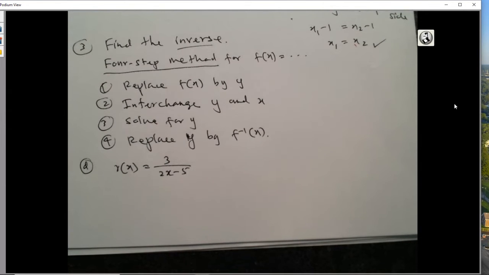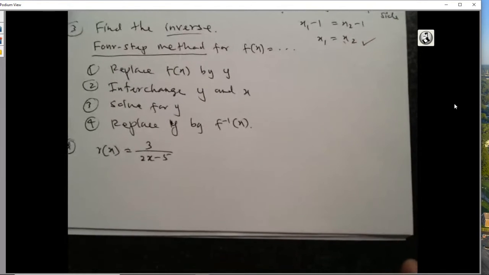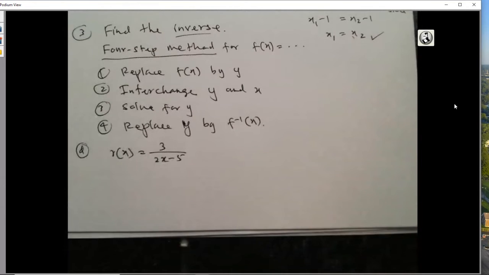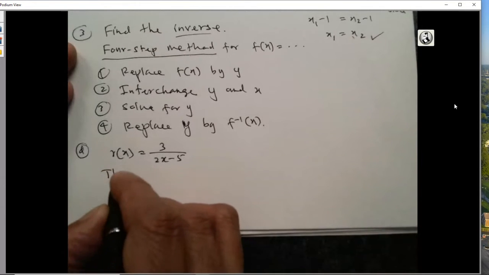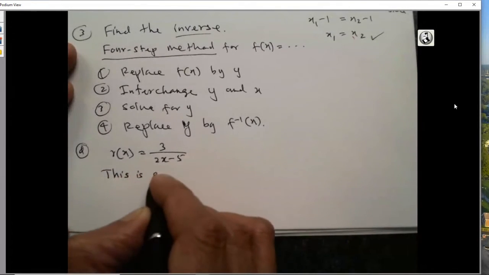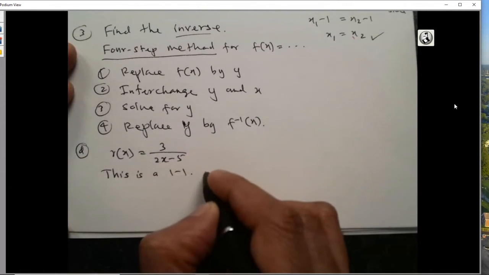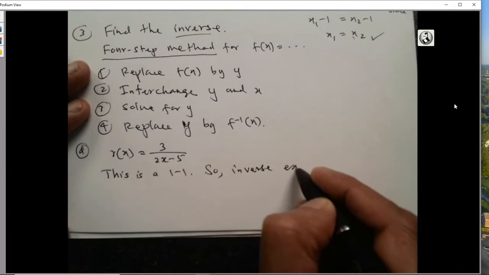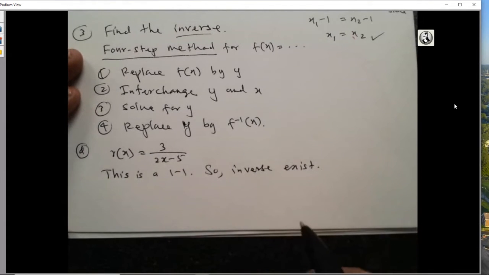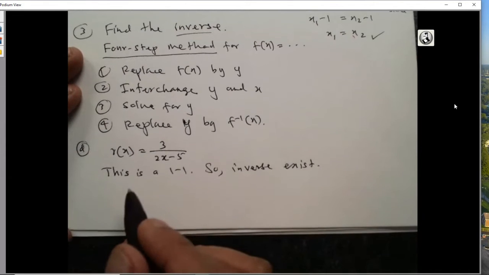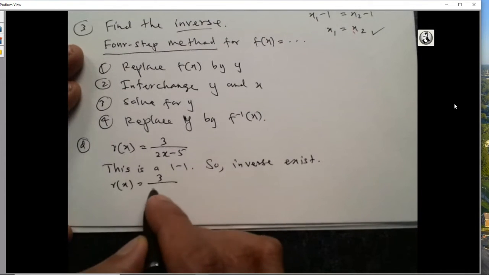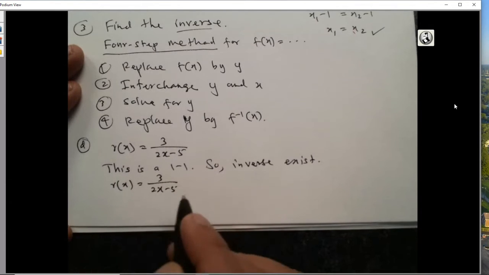But we know that this function is a one-to-one function. You can show that using any of those methods. The easiest is the algebraic method. You can easily show that this is a one-to-one function, so the inverse exists. So we're going to find that inverse. We start with r(x), which is 3 over 2x minus 5.